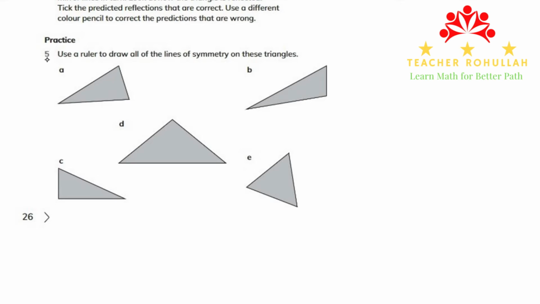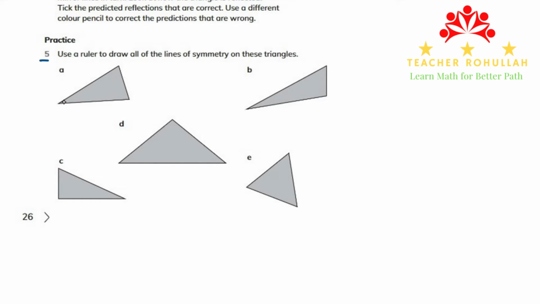In question number 5, it says, use a ruler to draw all the lines of symmetry on these triangles. First of all, we have to identify the types of the triangles. We know that the isosceles triangle has got only one line of symmetry. Equilateral triangle has 3 lines of symmetry, but a scalene triangle does not have any line of symmetry.